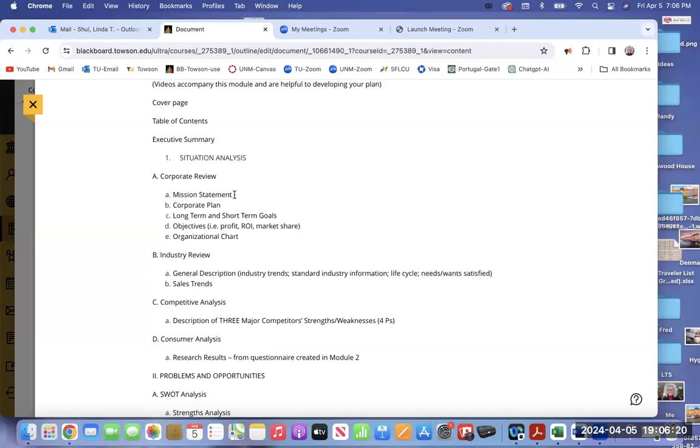And by the time we get to actually giving you time to write this, a lot of it could be done. So I would copy and paste it, put it into a Word document, and then just start filling things in every time we have an assignment.